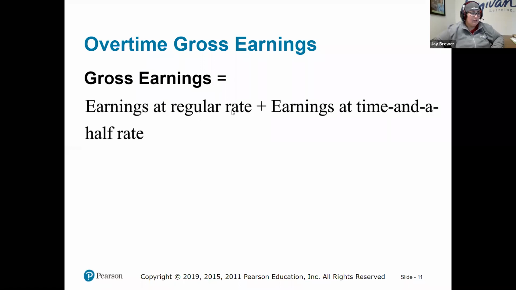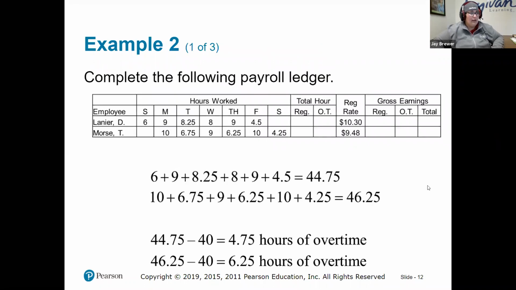So okay, gross earnings. Remember, what we would do is we would take the earnings at regular rate and then add them to the earnings at the time and a half. And that's if you have overtime included. Never, never, ever, ever sign off on a job that tells you you can't have overtime.